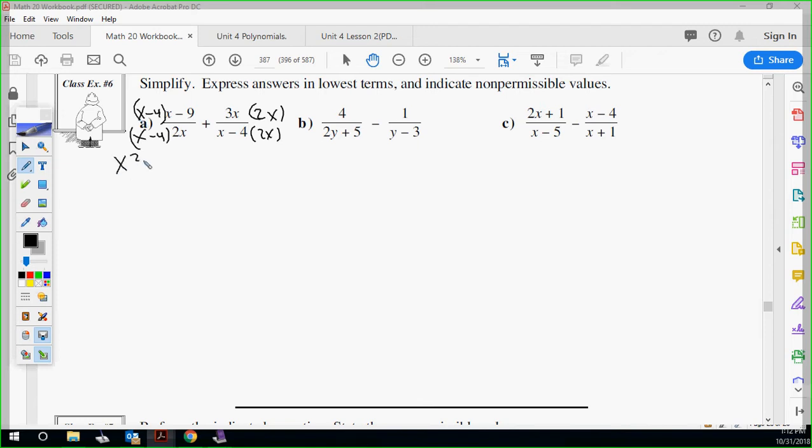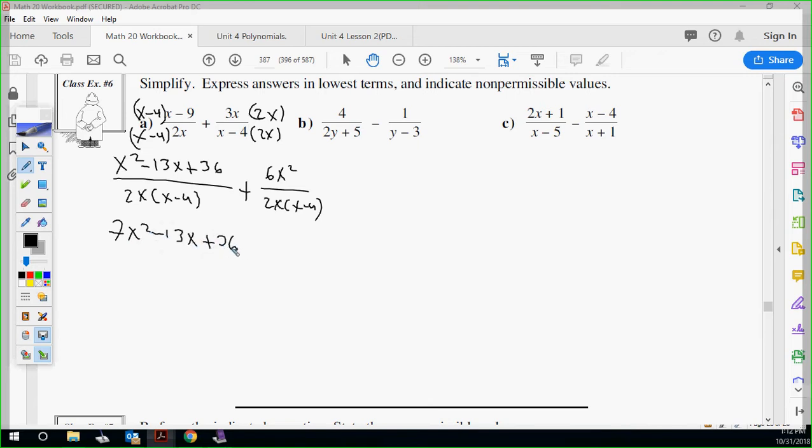So the top is x squared minus 13x plus 36. And then it's 2x times x minus 4 in the bottom there, plus 6x squared over 2x times x minus 4. And so now that we're good, we can just combine like terms. It's simply going to be 7x squared minus 13x plus 36 all over 2x times x minus 4. That's your simplified rational expression. Yeah, it's a lot of busy work. That's why I keep pushing organization for this section.